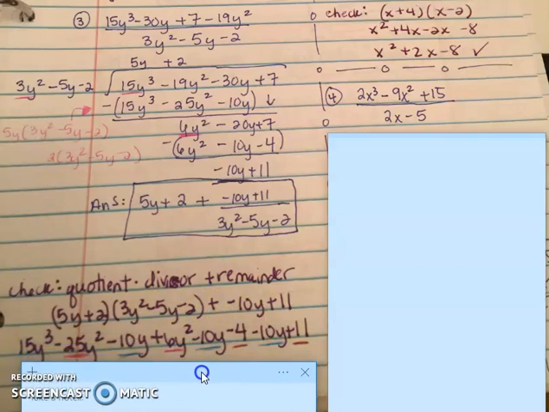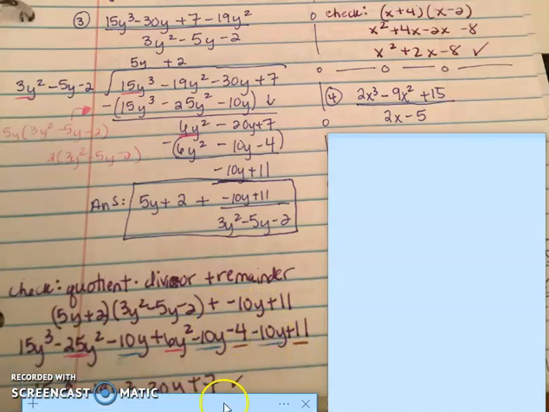When I do that, I'm going to FOIL out. So 5y times 3y squared is 15y cubed. 5y times negative 5y is negative 25y squared. And then 5y times negative 2 is negative 10y. Start over with the 2 now. 2 times 3y squared is 6y squared. 2 times negative 5y is negative 10y. And 2 times negative 2 is negative 4. And we want to add on our remainder, so it's going to have minus 10y plus 11.